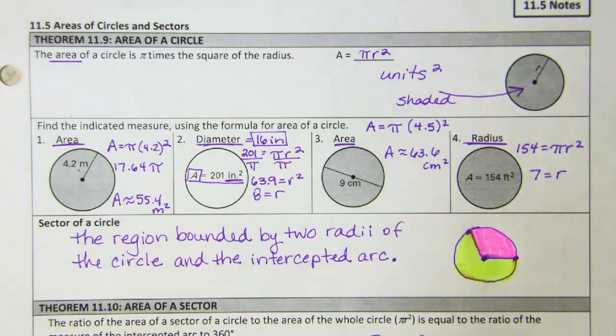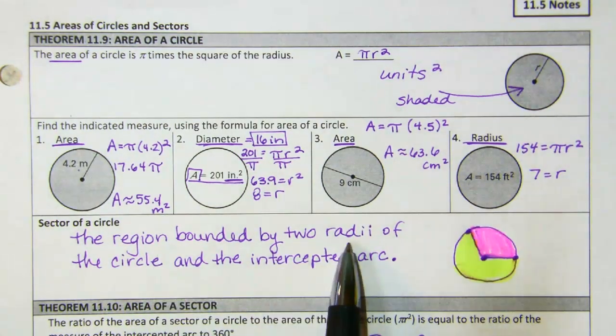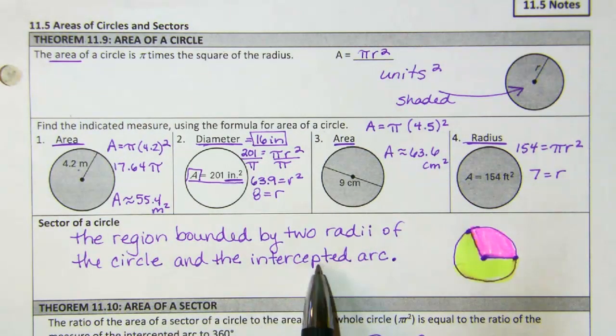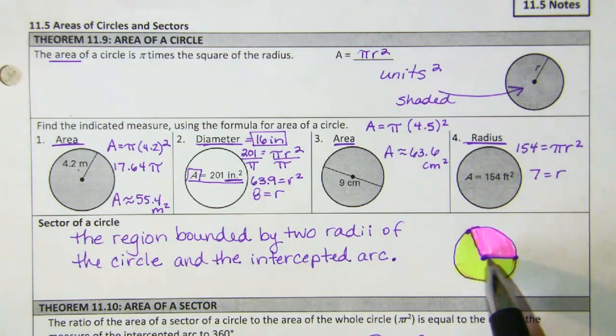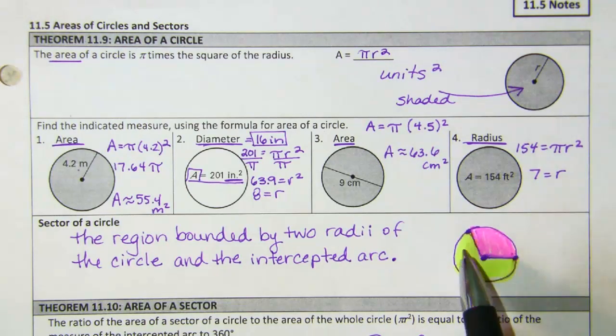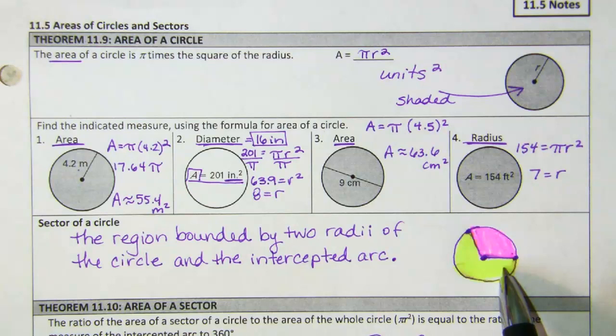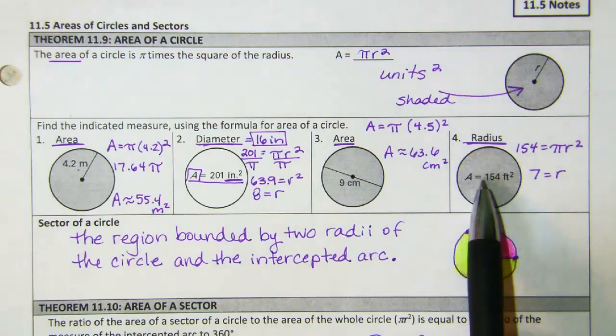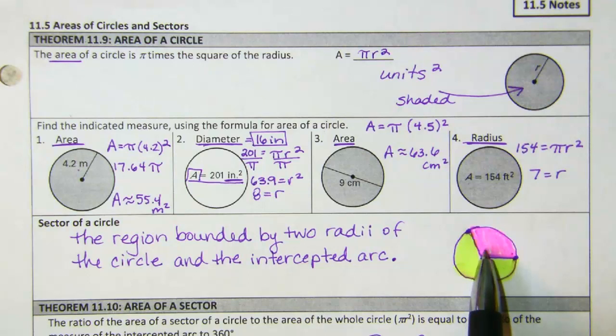Now we're going to look at the definition of a sector of a circle. It is the region bounded by 2 radii of the circle and the intercepted arc. So I have drawn a circle here. Here are the 2 radii, and I want you to notice that there are 2 sectors in this picture. There is the piece that I have colored pink, and then there's the piece that I have colored yellow. So the sector of the circle is the part that is highlighted. So up here, all of this is the area. So now you will be asked to find the area of the sectors of the circle.